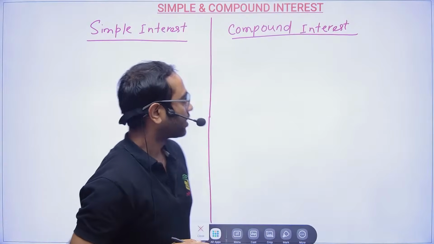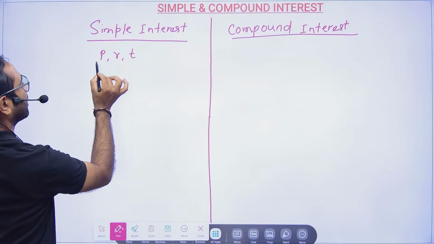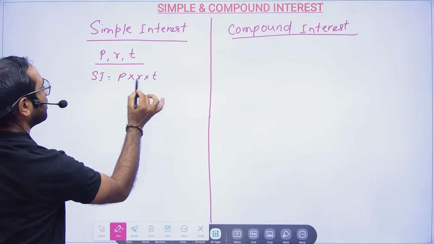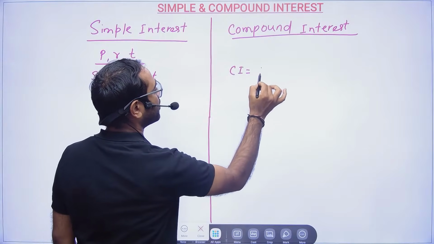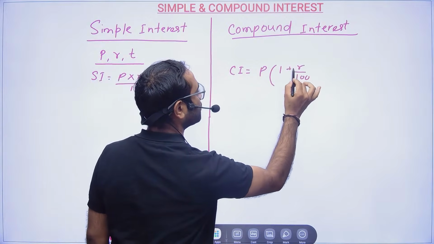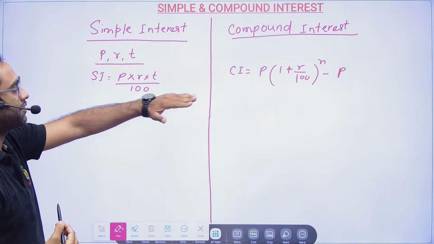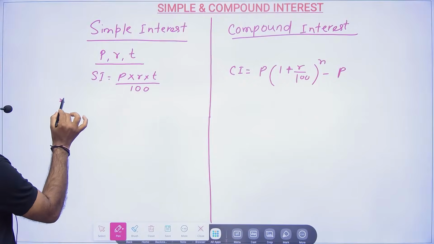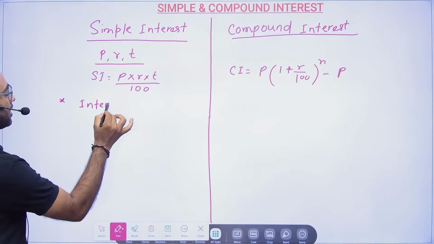Let us see now. In simple interest, principal will be there, rate will be there, time will be there. So the simple interest formula will be PRT by 100. If we talk about compound interest, the formula is P into 1 plus R by 100. If you see the formula, then only you will say, sir, this is a little complicated. The simple interest formula is simple, the compound interest formula is different.